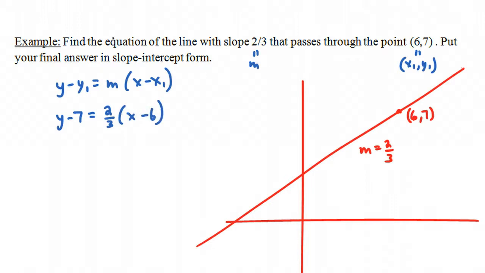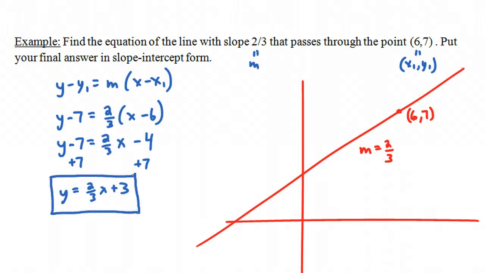Now I said put your final answer in slope-intercept form, in other words in the form y equals mx plus b. So to do that we're going to distribute the 2/3. We have 2/3 x minus 2/3 times 6, but 2/3 times 6 is 4. And then finally add 7 to both sides. And what we get is y equals 2/3 x plus 3. Okay, so that is the slope-intercept form of the equation of a line.